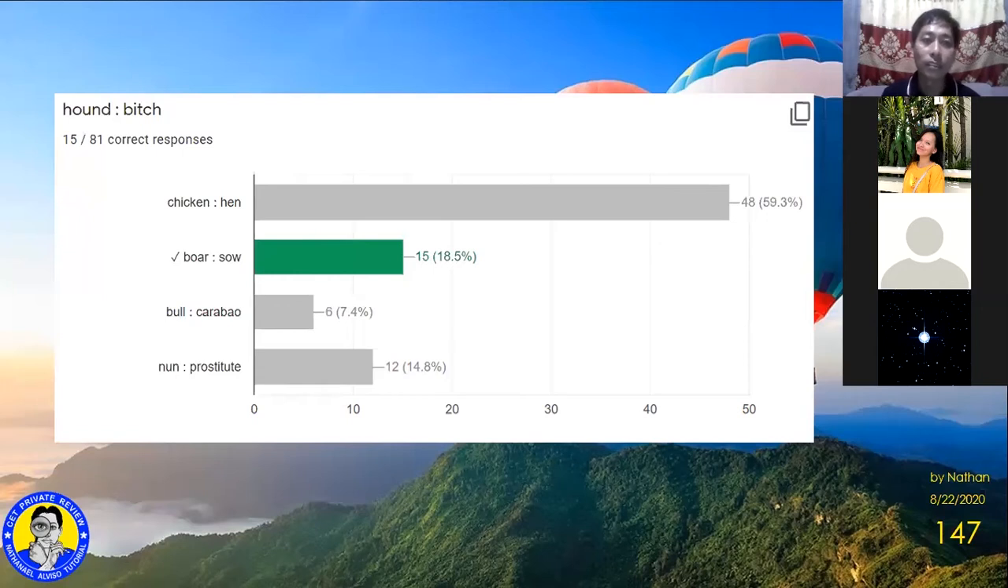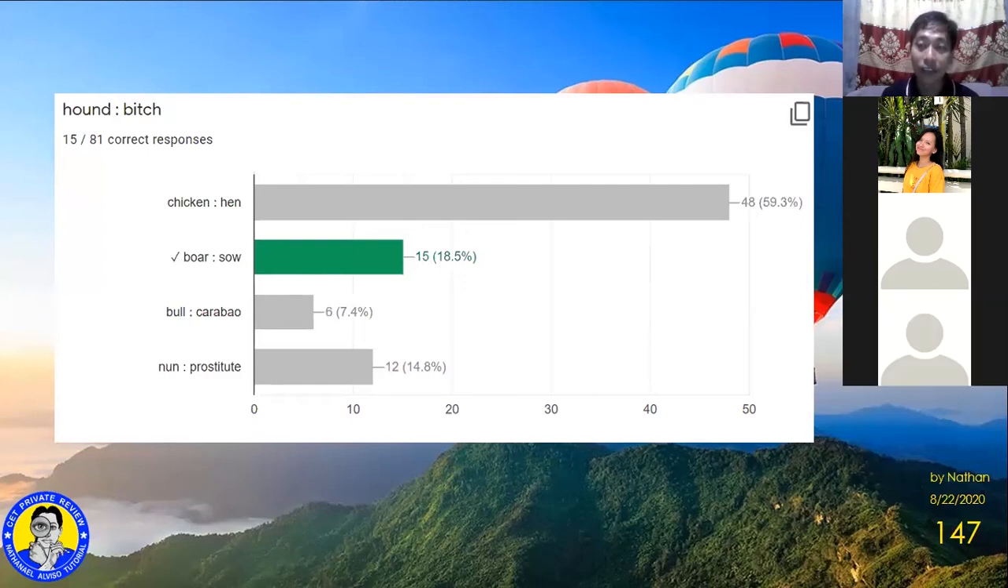Then we have the hound-bitch. So again, this is male-female for dogs. Male dog is hound. Female dog is bitch. Okay, I'm not referring to your mothers. I'm not saying a bad word, but this is actually a correct English word for female dogs. It's called bitch. Okay, so it's not chicken-hen, because chicken is not the male equivalent of hen. Chicken refers to both hen and rooster, the male chicken.